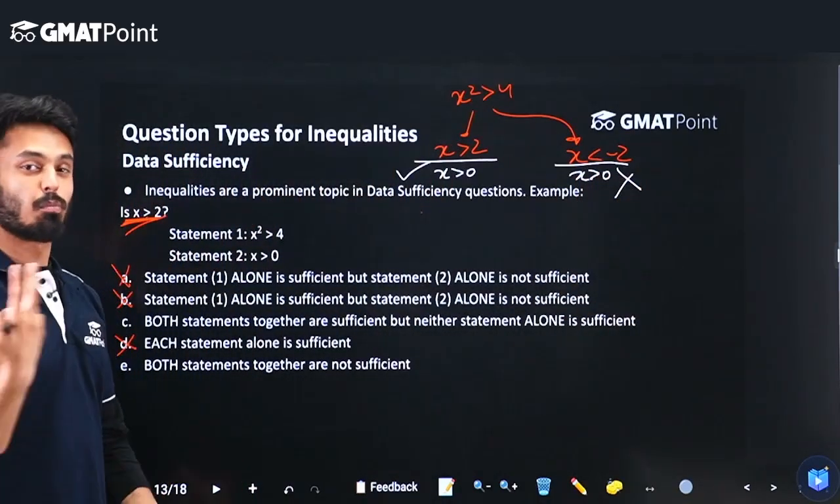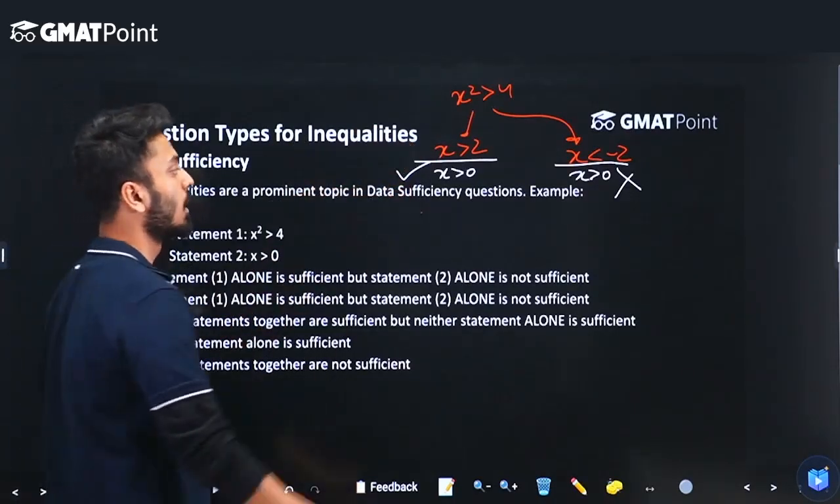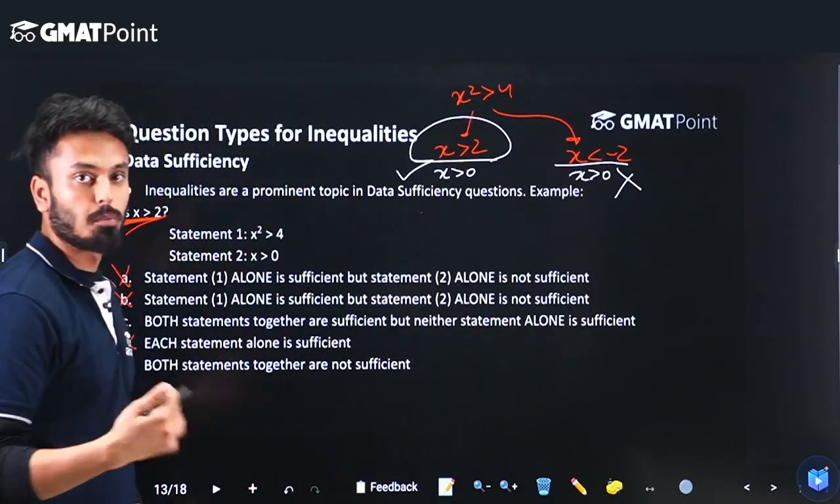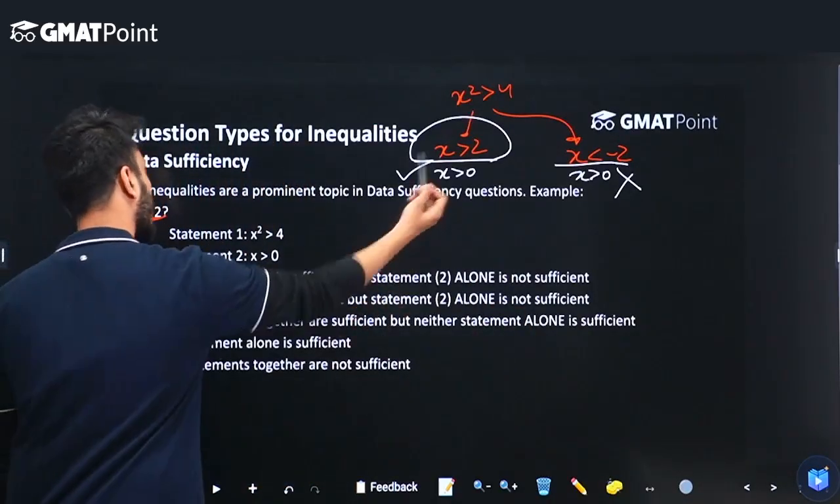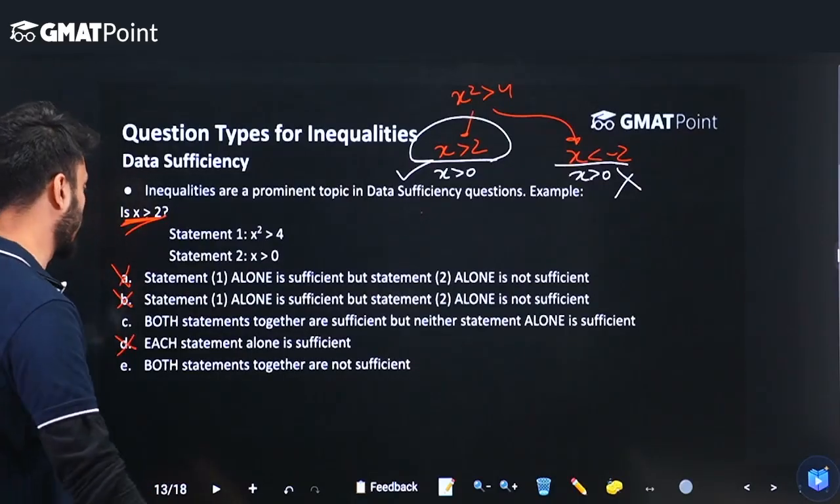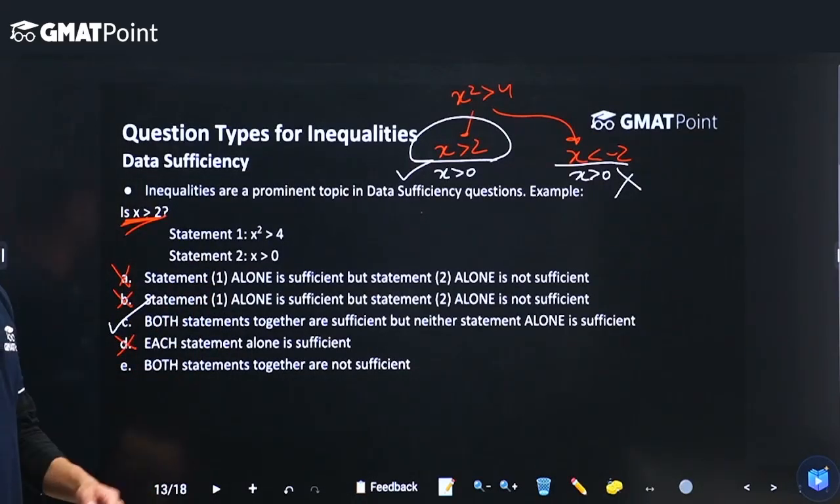So if I was to put both the constraints from the two statements into the statement 1 constraint, then I can see this is my only possible answer. This is my only possible conclusion. Does this satisfy the inequality in the question? Yes, it does. It's the exact same inequality anyway. So both statements together are sufficient, but neither statement alone is sufficient. Option C would be our answer.